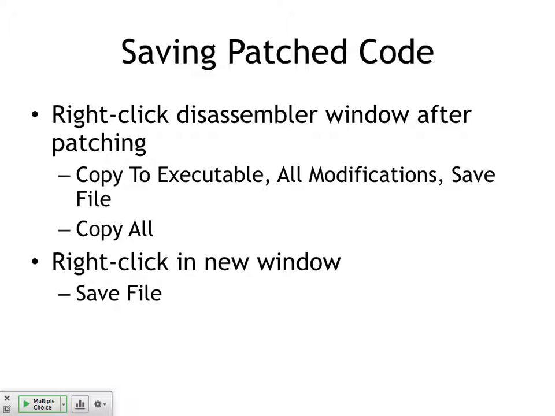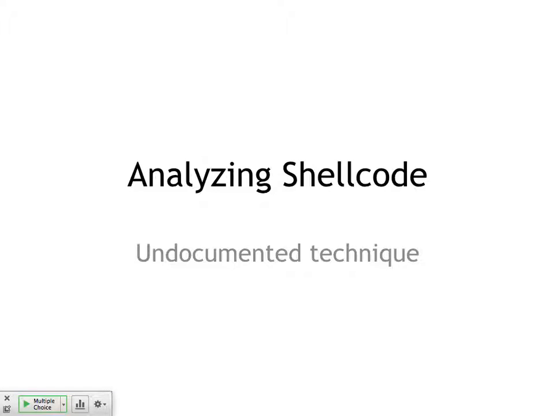If you do a normal save from OllyDbg, you're going to save the debugging points, like breakpoints and stuff. But if you actually want to save a modified executable, you have to do this thing: copy executable, all modifications, save file, and so on. It's kind of cumbersome. All right, and if you want to analyze shellcode, you have shellcode on its own.